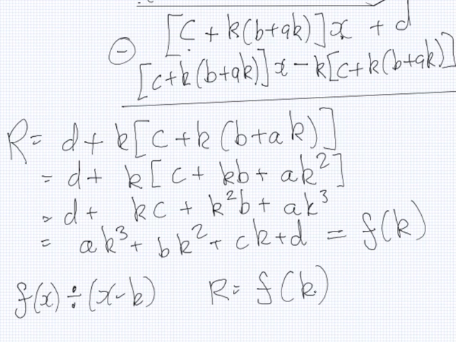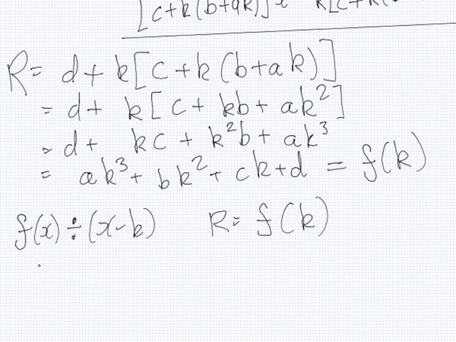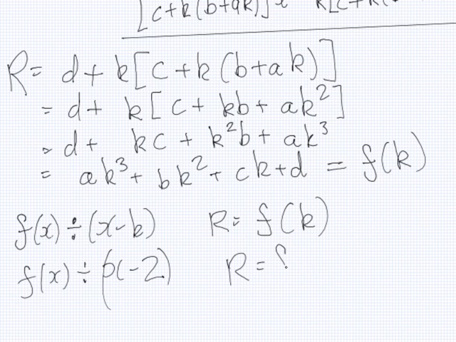So for example, if I have something divided by, let's say, x minus 2, I don't need to do long division to get the remainder. I can just calculate f of 2. I just make x 2.